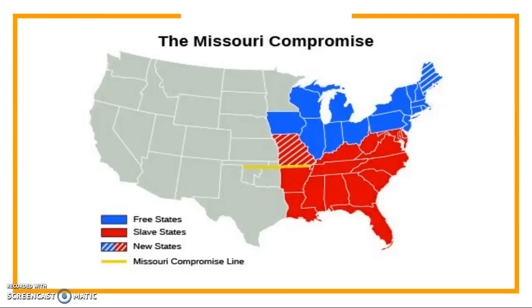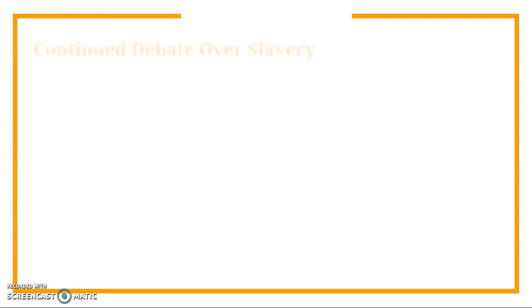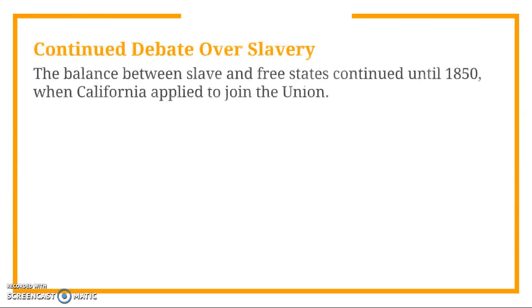So if we look at the map, you can see the divide of the country. The northern states in blue are the free states, including Maine, and then the more southern states are the slave states colored in red, including the brand new state of Missouri. And you can see right there in yellow the Missouri Compromise line, which said that any states that were south of that yellow line would be slave states, and any territories north of that line would not allow slavery.